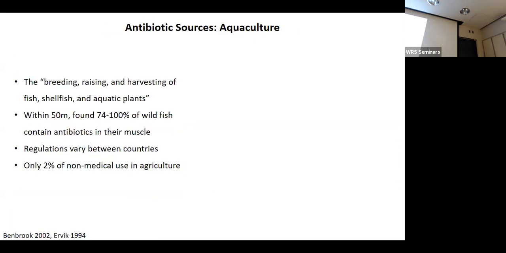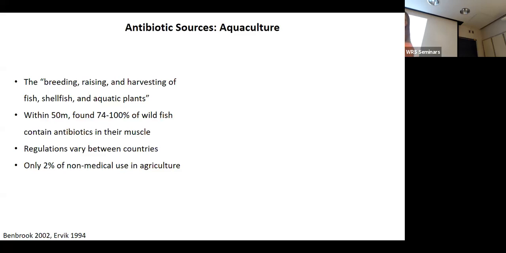The last source I'm going to talk about is aquaculture. So aquaculture is the breeding, raising, and harvesting of fish, shellfish, and aquatic plants. And as I mentioned before, as much as we would like to believe that these are separate entities from the waters they're nearby, they're not. Benbrook et al. in 2002 found that within 50 meters of these aquaculture farms, 74 to 100% of the wild fish contained antibiotics in their muscle. So these antibiotics that they're using to treat the fish that they are raising are ending up in the environment, and that's affecting those fish. It's getting out there, and so that's certainly an issue.